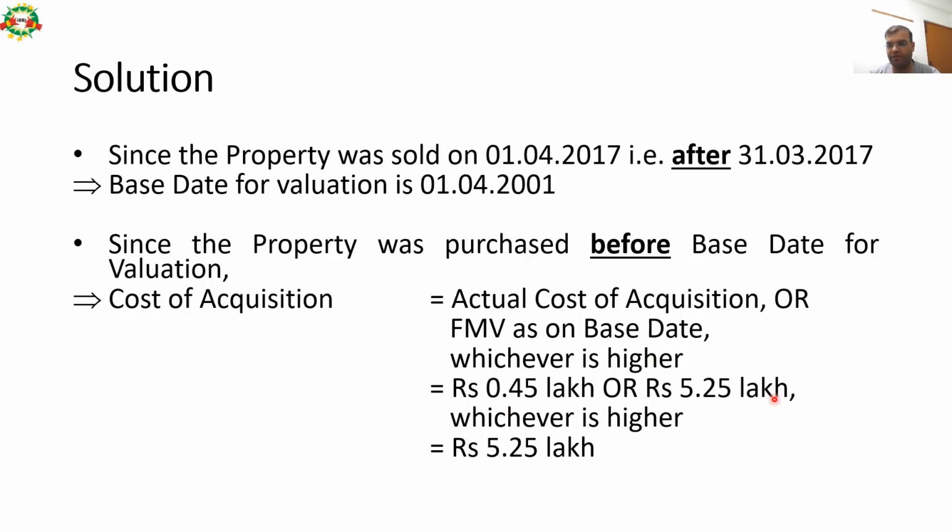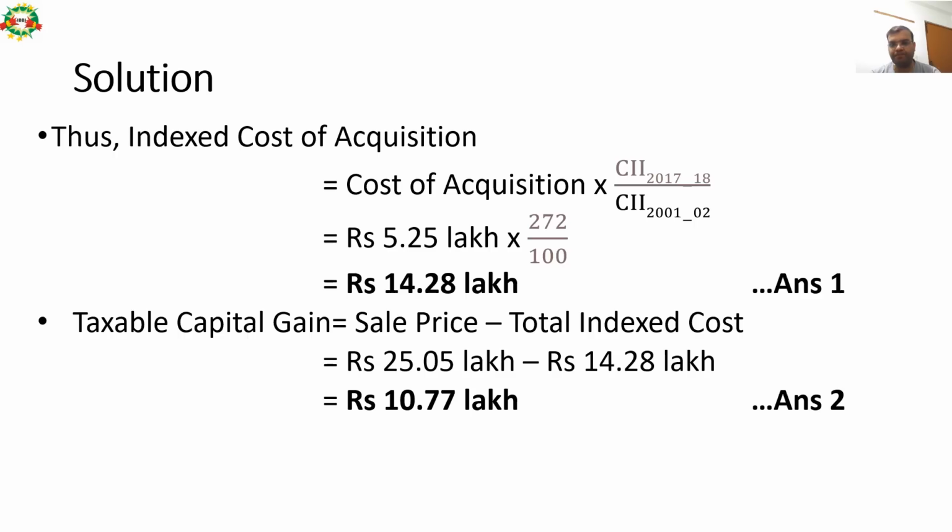Both these figures have been given in the question. Thus cost of acquisition is 5.25 lakh. Thus index cost of acquisition is cost of acquisition multiplied by cost index for sale year divided by cost index for acquisition year or base year, whichever is later. So here base year is later than the acquisition year. That means 5.25 multiplied by 272 divided by 100 is 14.28 lakh, the index cost of acquisition.